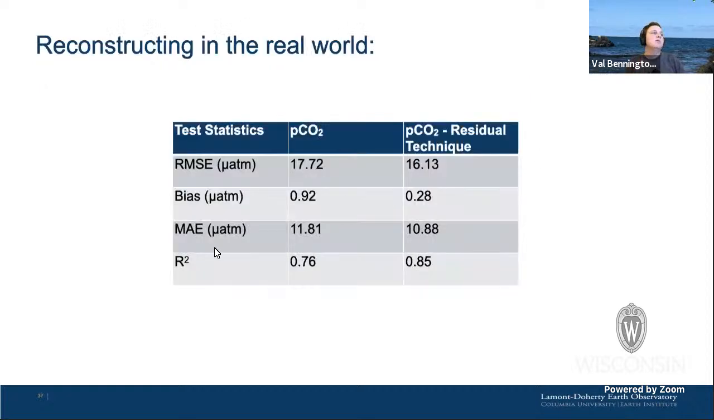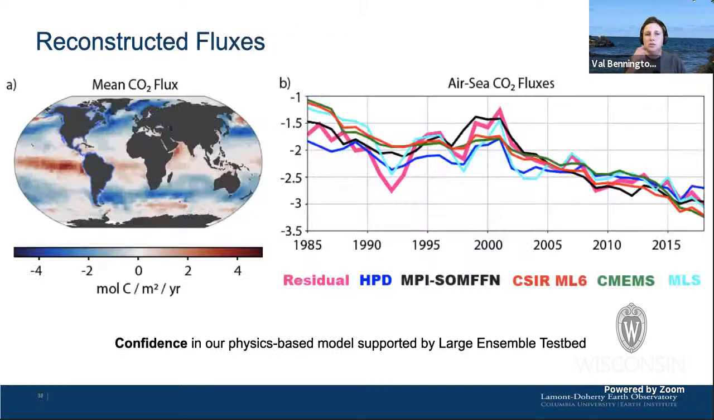And we see that within our test data sets, we do see improved statistical metrics here with a smaller root mean square error, a smaller bias, a smaller mean absolute error, and a higher correlation with observations. So we're happy with our technique, and we've actually used it to reconstruct historical CO2 fluxes. Here on the left is showing the mean air sea CO2 flux estimated by the technique. And on the right in magenta is the estimated CO2 fluxes for the recent past.